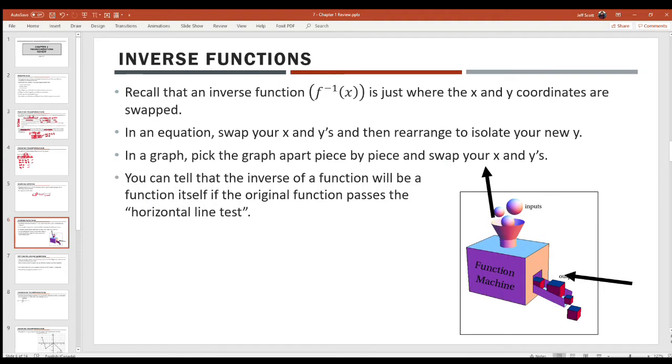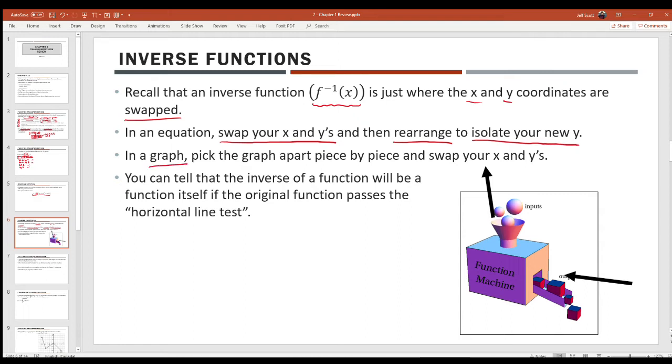Next, I'd like to briefly remind you about inverse functions. Recall that an inverse function, which we denoted using this form, f of negative 1 x, is just where your x and your y coordinates are swapped. You just switch them, right? If you had an equation and you were going to find the equation of the inverse, all you have to do is swap your x and your y's in that equation. So anytime you saw an x, change it to a y. Anytime you saw a y, change it to an x. And then rearrange it to isolate your new y variable.